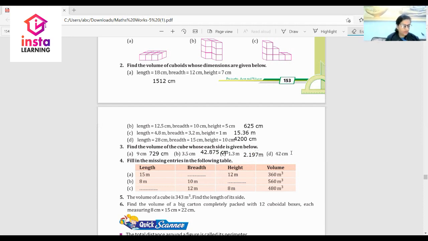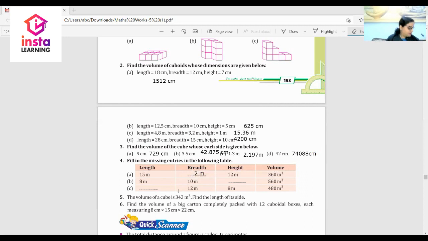Now 42 centimeter into 42 centimeter into 42 centimeter, the answer is 74088 centimeter cube. Now length is given, breadth is not given, height is given and volume is given. So what you are going to do is multiply 15 into 12. You get 180. Then just divide it. 180 is going to be divided. The answer will come 2. Breadth is 2 meter.